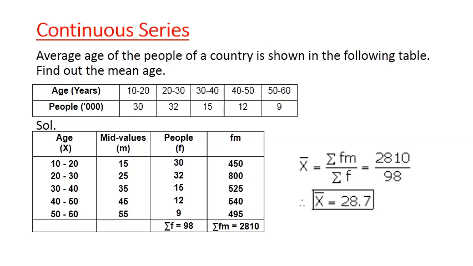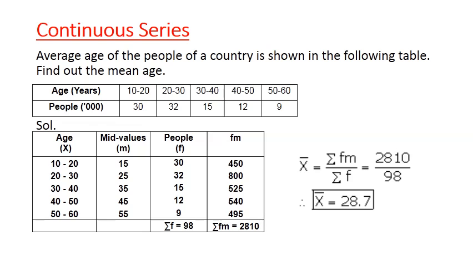Age is given. Now the first step is we have to calculate the midpoint. So midpoint is L1 plus L2 divided by 2: 10 plus 20 divided by 2, that is 15. 20 plus 30 divided by 2, that is 25. Then it will be 35, 45 and 55. And f are people, that is frequency: 30, 32, 15, 12, 9.